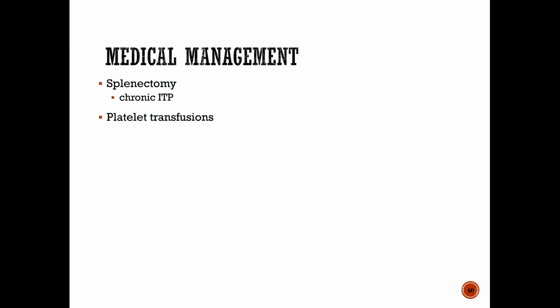So about 20% of people with ITP will develop chronic ITP. And basically the only difference is that with chronic ITP, you've had the symptoms for 12 months or more. This is when you want to think about doing platelet transfusion, and you may even do a splenectomy.